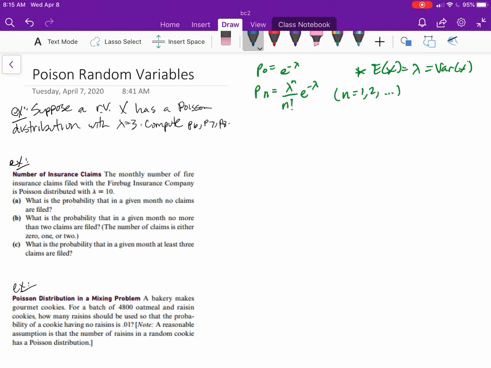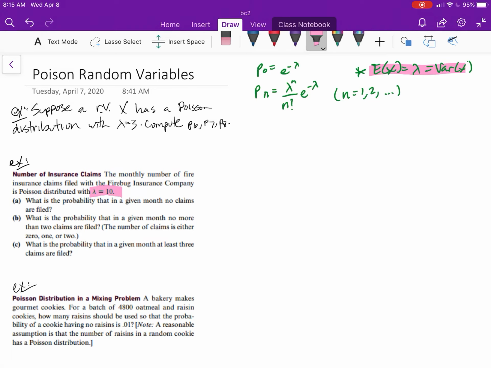So let's look at an example for the second one, this lambda here, lambda equals 10. That's a parameter. We could think of that almost as a mean. So the number of fire insurance claims is Poisson distributed with lambda 10. And notice over here, expected value is lambda. So kind of like the average each month. Yeah, each month is 10.